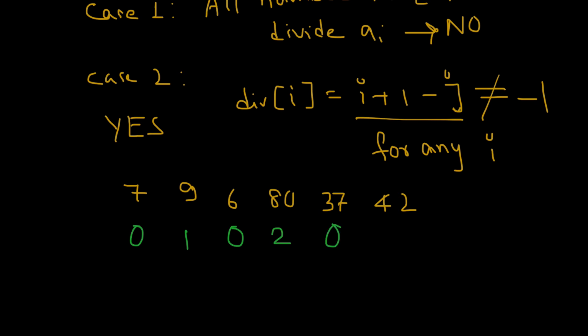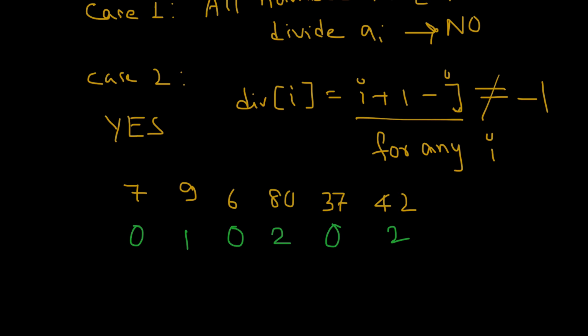So I'll write 0. For 42, it is divisible by 7. It is divisible by 6, but it's not divisible by 5. So again, it needs 2 moves to get removed. So 2. Now, in this case, how can I remove the elements? Like, how can I guaranteedly say this? The answer will be yes if I can remove all the elements.